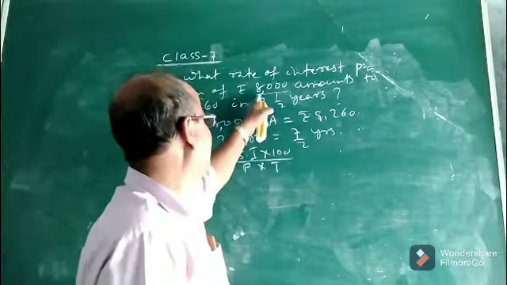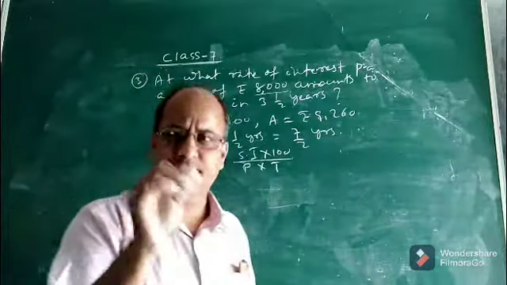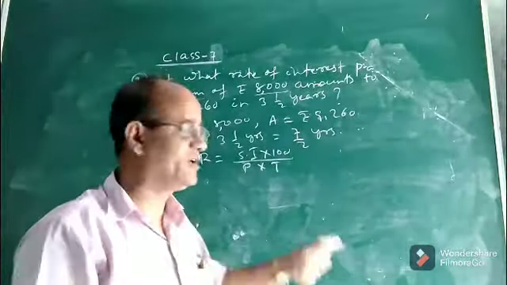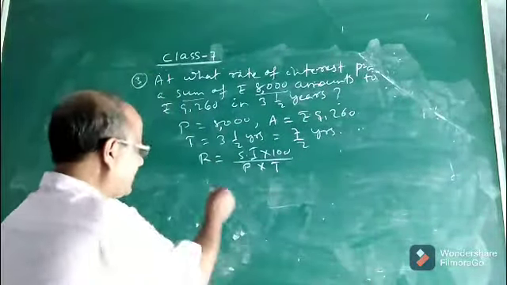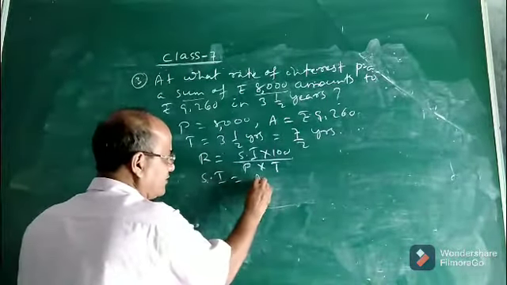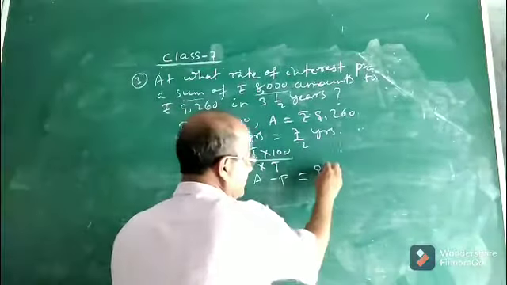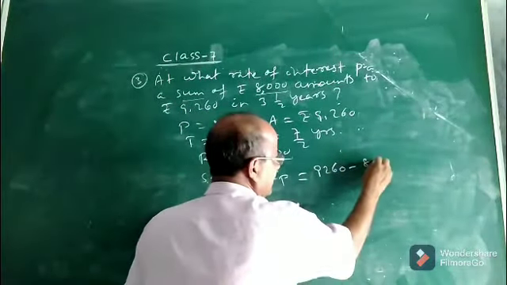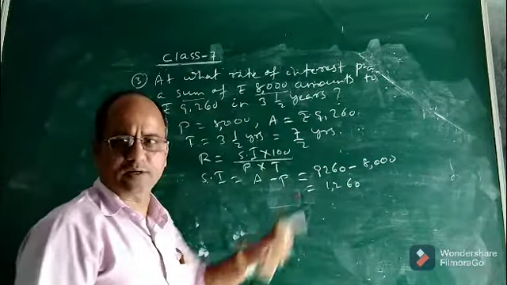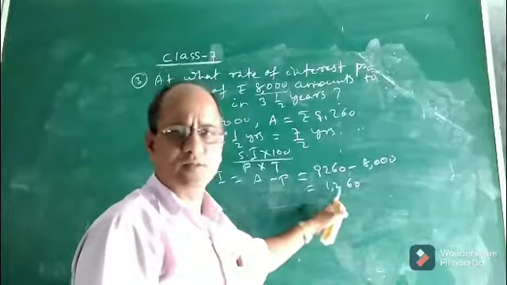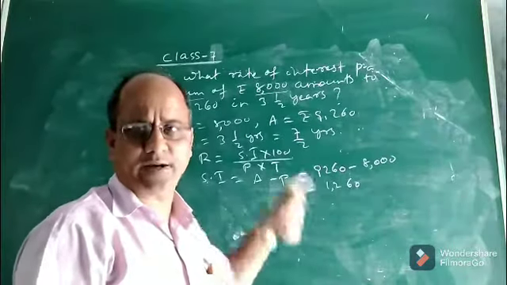Okay. See children, you are given the principal and amount, and you know the formula for amount. Amount is equal to principal plus simple interest. So if principal plus simple interest is amount, then simple interest will be amount minus principal. If the principal is subtracted from amount, you will get the simple interest. That means it is 9260 minus 8,000, which is 1260. Okay, 1,260 rupees will be your simple interest. Now you got the simple interest. You can easily calculate the rate of interest.